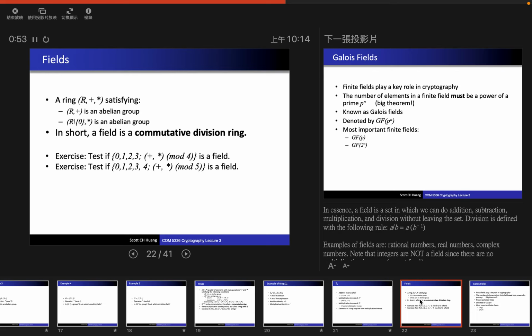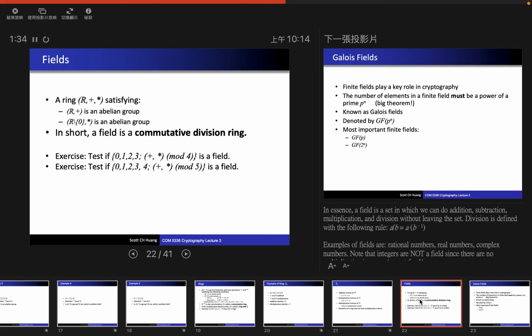We have a template for fields. The basic template is the set of real numbers. The basic template for rings is the set of integers. In the set of integers, you can define addition, subtraction, multiplication, but not division. For example, you can't divide 3 by 2, but sometimes you can, for example, divide 6 by 2. So you cannot guarantee the existence of the division operation.